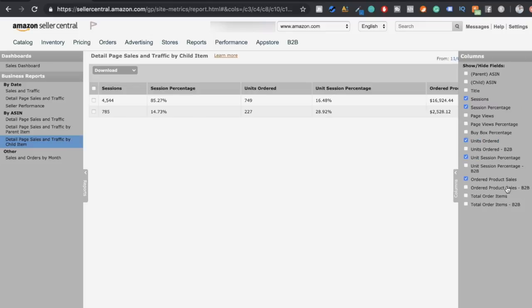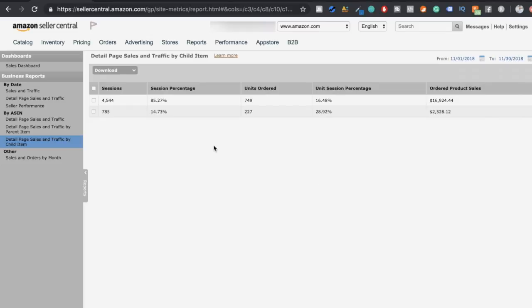And what I've done is I've actually gone into the columns and I've unchecked these three, so parent ASIN, child ASIN, and title. In reality, you can just keep those checked. I just did that so you guys wouldn't see my product. Here we have sessions. That's one thing you want to click. Session percentage, units ordered, unit session percentage, and ordered product sales if you want that as well. And basically, let me just cover really quickly exactly what this means.